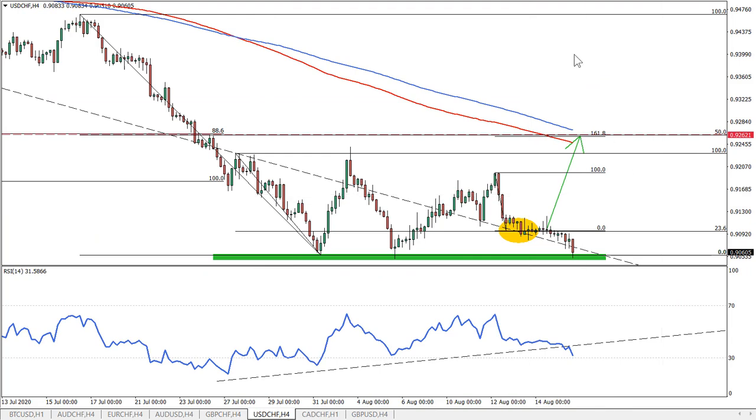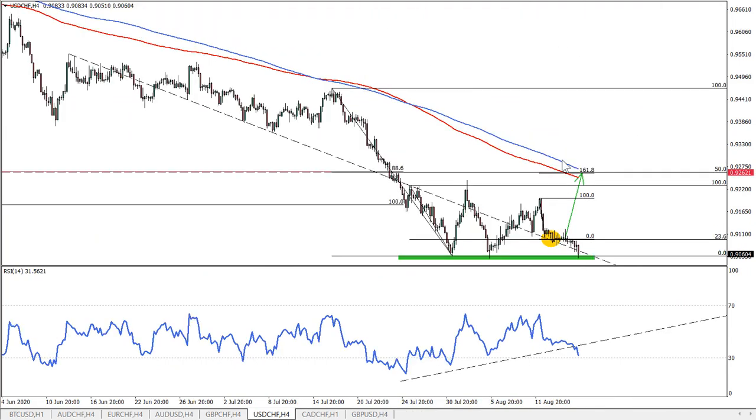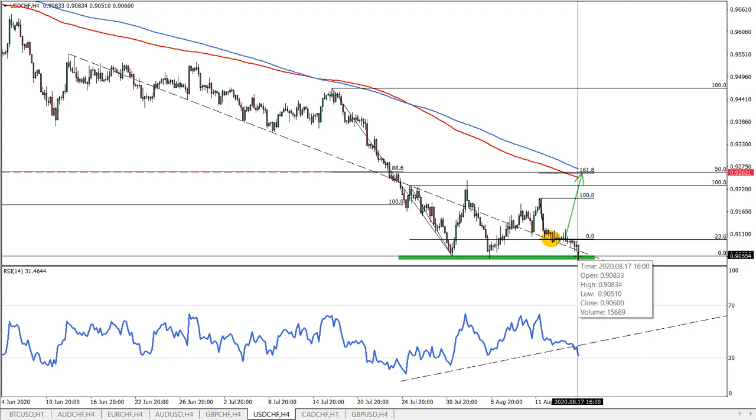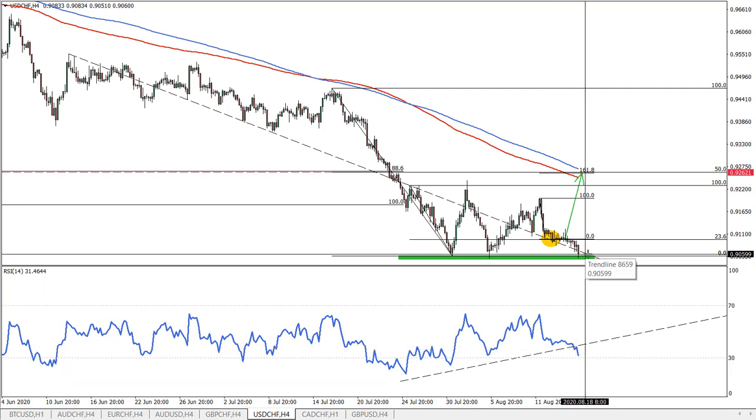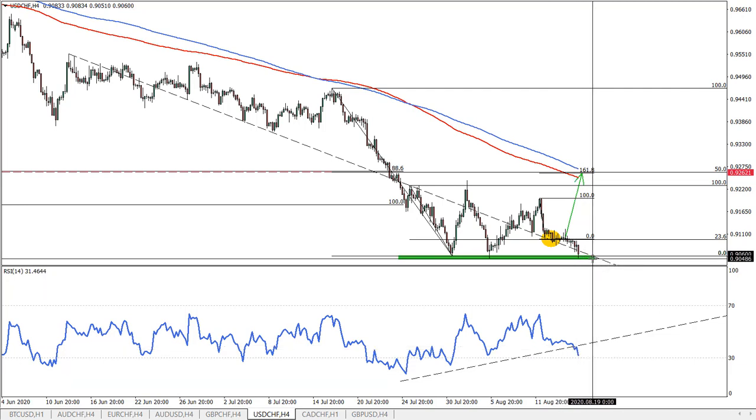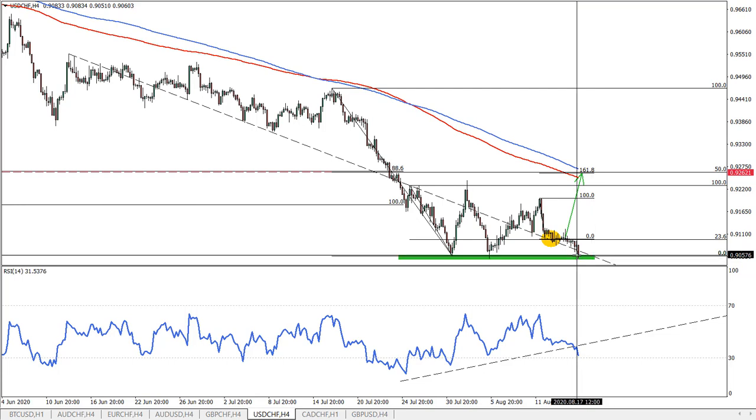Dollar Swiss franc, this was the analysis that we made last week. Price is retesting this support, so it's a kind of triple bottom, and considering that the dollar could continue to be weak, we can see that the RSI broke the trend line, so this could be the case. At the same time, the Swiss franc is also weak, and this will be the battle of who is the weakest fiat currency, whether it will be the dollar or the Swiss franc. So we must watch both.